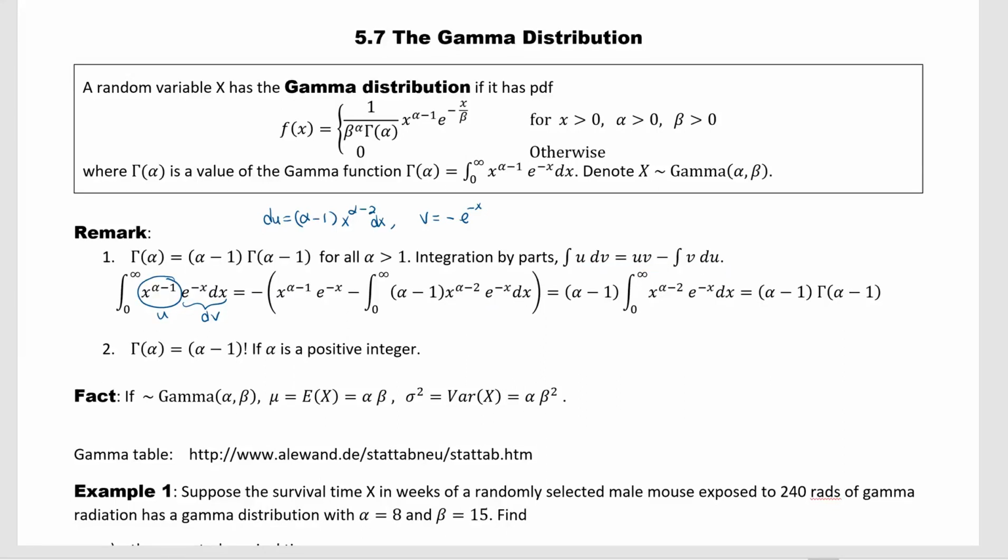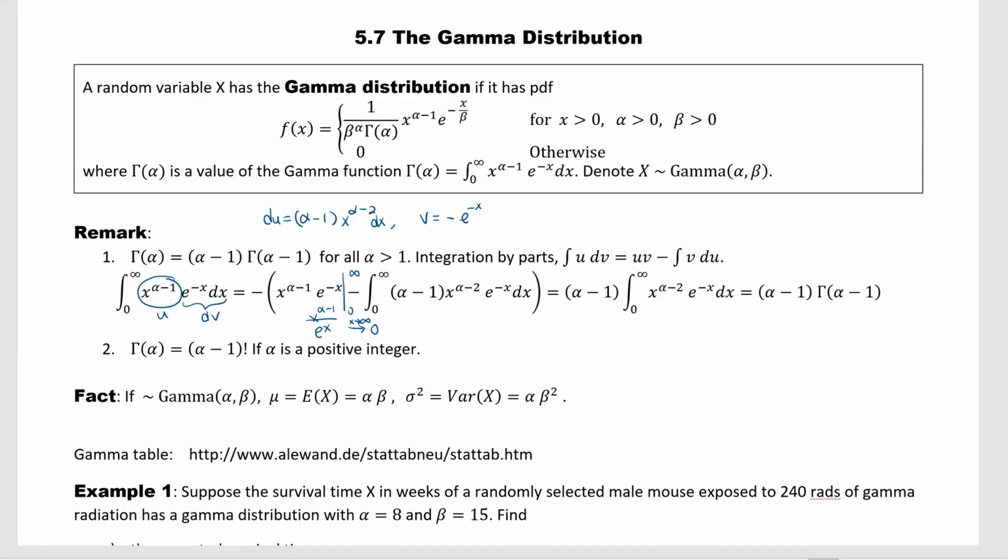And you can see here when we evaluate from 0 to infinity, when we plug in x is 0, we get 0. But when x goes to infinity, this looks like x to the alpha minus 1 over e to the x. So when x goes to infinity, you can see the exponential grows faster than the power function. So this also goes to 0 as x goes to infinity. So that's why this is 0 when we evaluate from 0 to infinity. So the integral becomes minus, minus becomes plus.